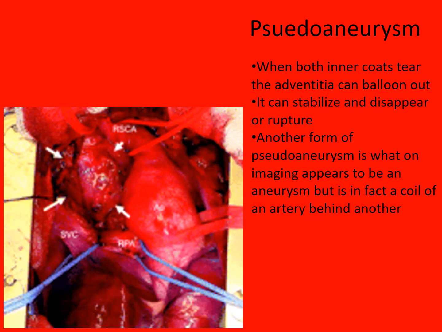There are at least three types of pseudoaneurysm. The ballooning out of the adventitia as a result of intramural tearing affecting the media; dissection of the artery with the blood being contained by the surrounding soft tissue and looking like a bulge; and a radiological artifact where a coil of one artery is seen behind another artery and so looks like an aneurysm.